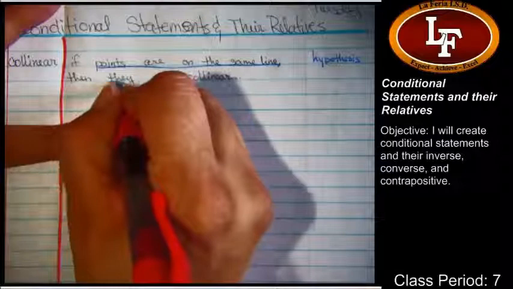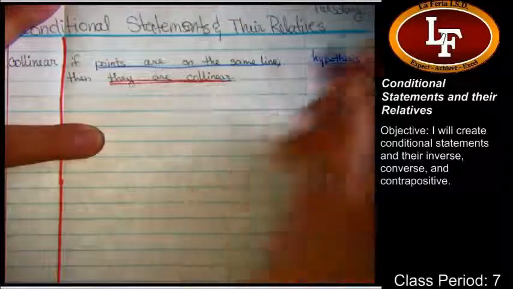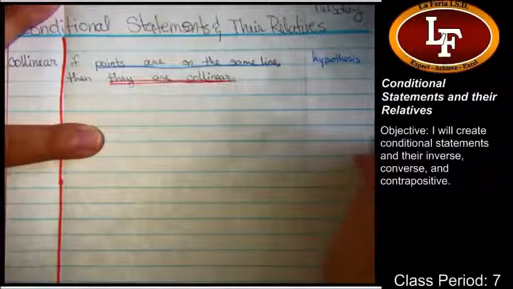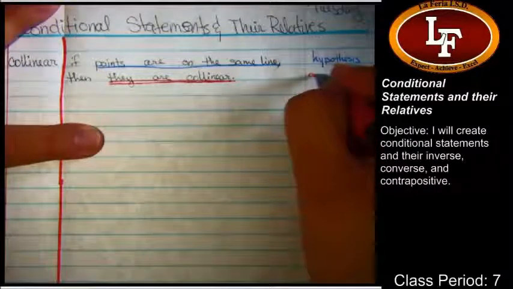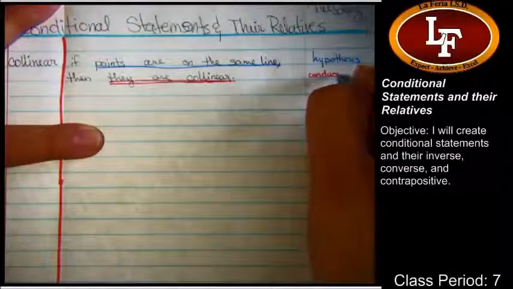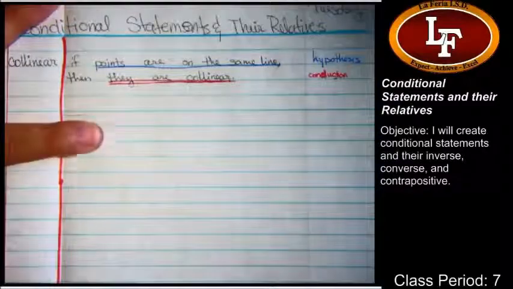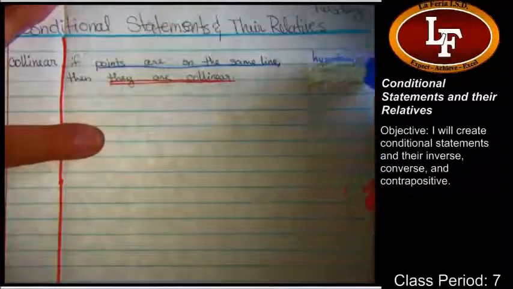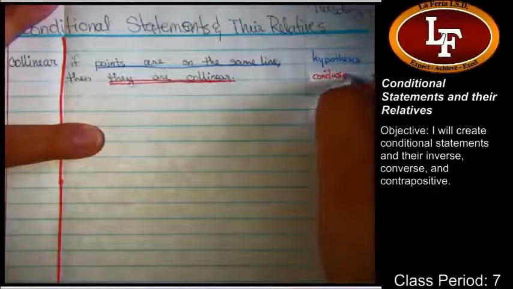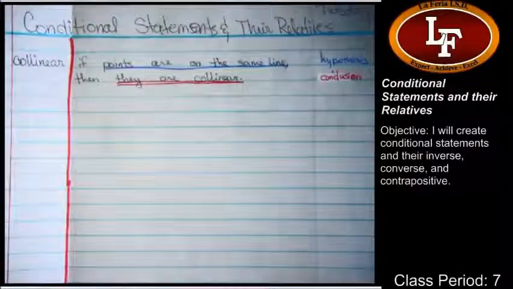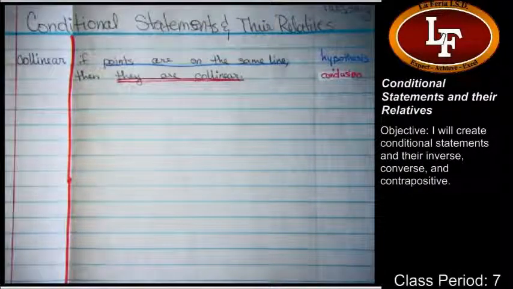I need you to switch colors if you're using different colors. If you're not, then double underline the second part of the sentence. Don't double underline then, just the stuff after then. That is the conclusion. Ooh, terrible handwriting today. Let me erase that and try it again. Okay, didn't quite work out. It's the conclusion. Okay? Those if and then are kind of like landmarks.